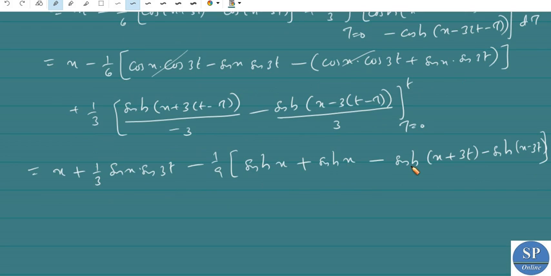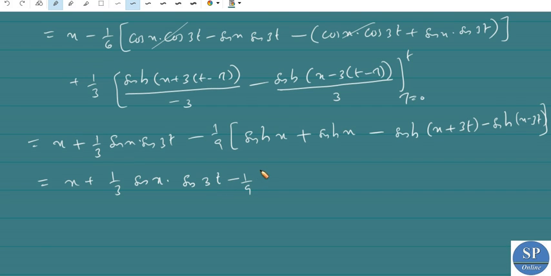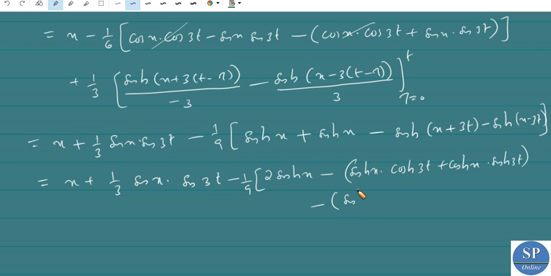So this is actually x plus 1 by 3 into sin x into sin 3t minus 1 by 9 into sin hx plus sin hx, that is 2 sin hx, minus, expanding sin h of x plus 3t, we have sin hx cos h 3t plus cos hx sin h 3t, minus, expanding sin h of x minus 3t, we have sin hx cos h 3t minus cos hx sin h 3t.